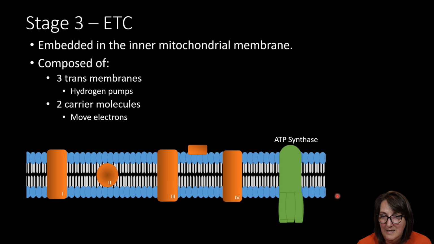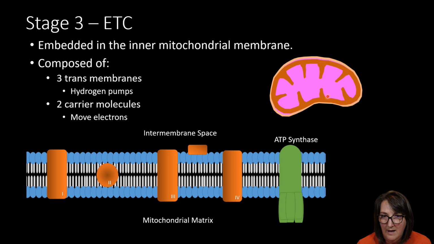I also have ATP synthase on the other side. I have my intermembrane space and my mitochondrial matrix. So remember my mitochondria, this is the big picture of it. This is inside this membrane right here, okay? This brown part is my intermembrane space, and then this pink is the mitochondrial matrix, okay? So kind of visualize where this is at in the mitochondria.